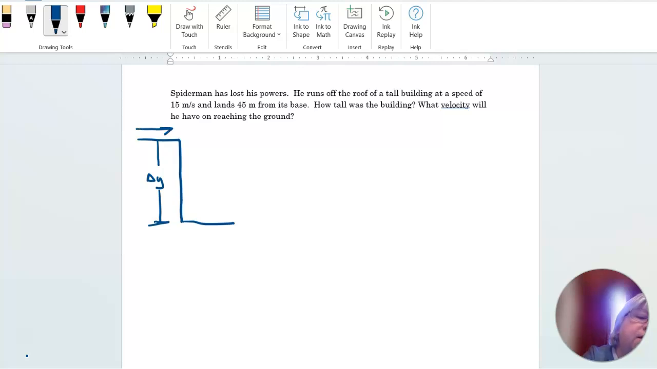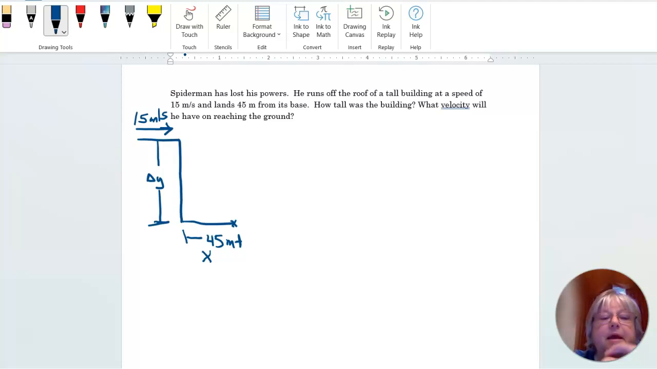Spider-Man is going to run horizontally off the roof. I know it's horizontally because nowhere does it mention an angle. And he will land 45 meters from the base of the building. Okay, so now I can see that my 45 meters is my range, my X.